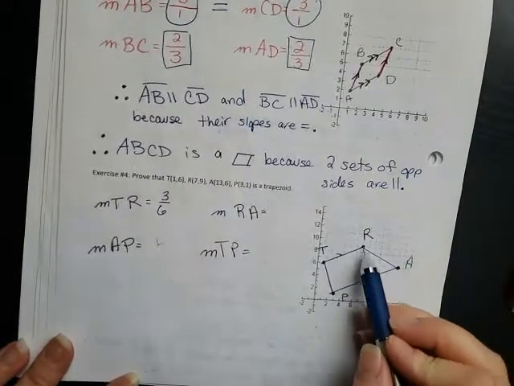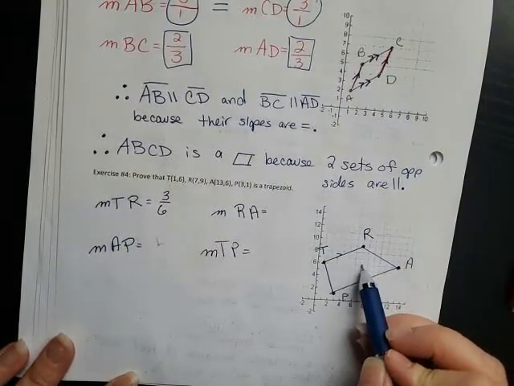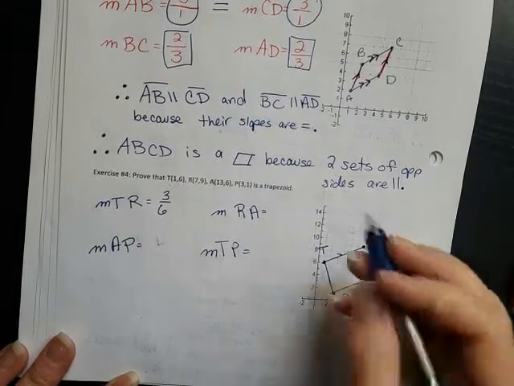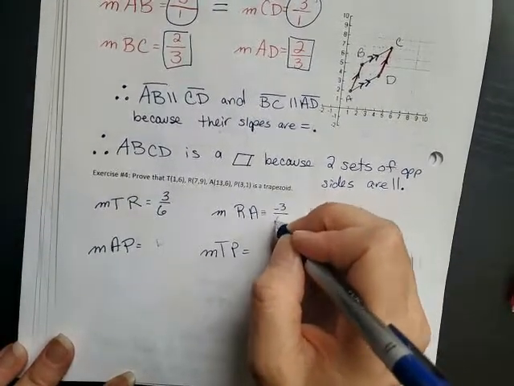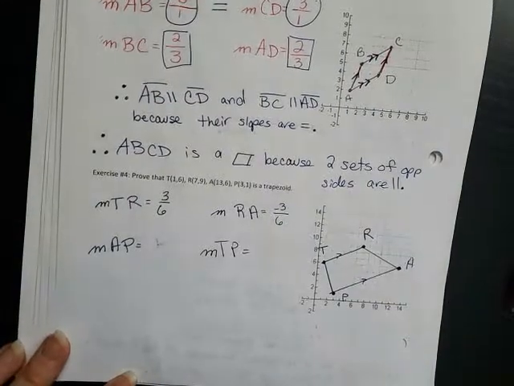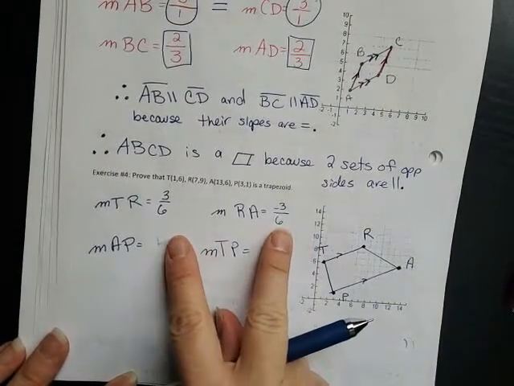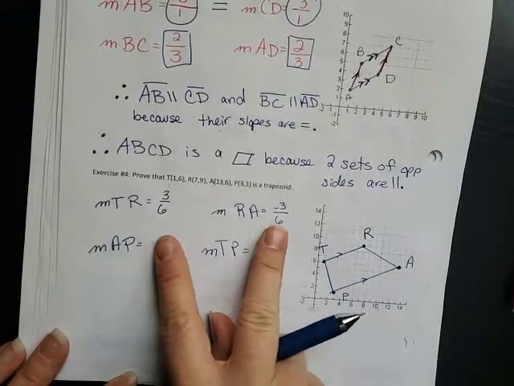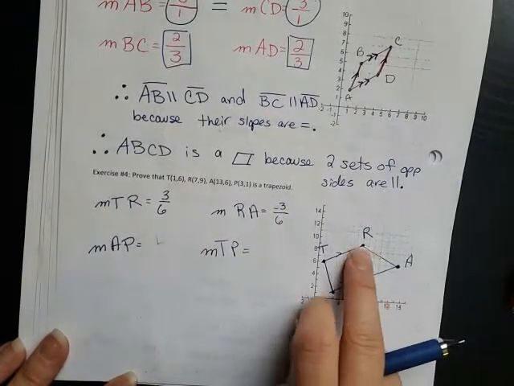R to A. Looks like it goes down first. 3 down. 1, 2, 3, 4, 5, 6 over. So down 3 to the right 6. Now those look like the same numbers, but they are not negative reciprocals. You really have to be careful. One is not flipped than the other. So that's definitely not a right angle.